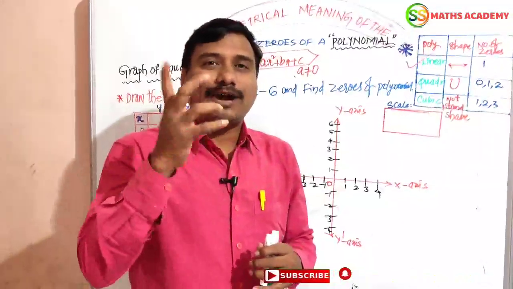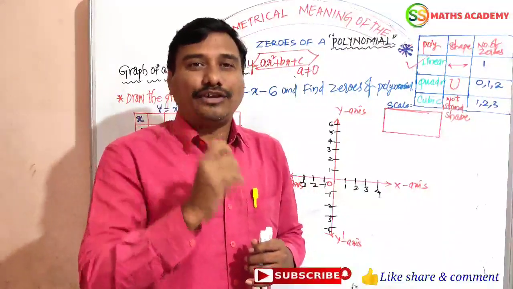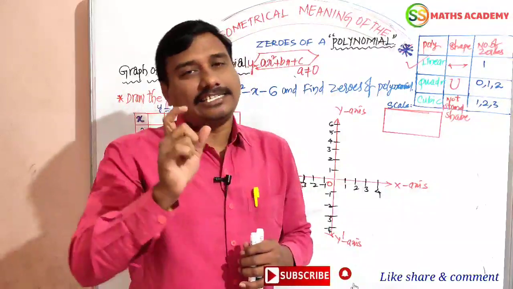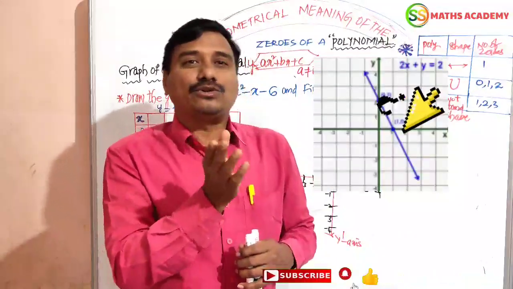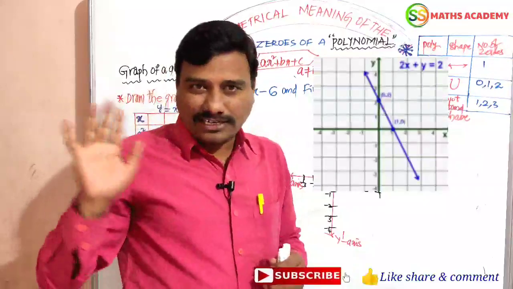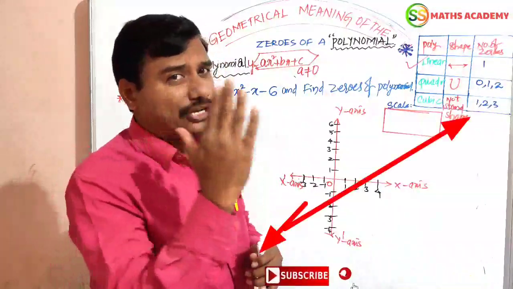In the previous class we have done linear equations, how to draw them graphically. Such a linear equation will meet the x-axis at one place only. That intersecting point is also known as the zero of the linear polynomial, because its degree is 1, it has 1 zero. It is clear. The shape of a linear equation is a straight line.